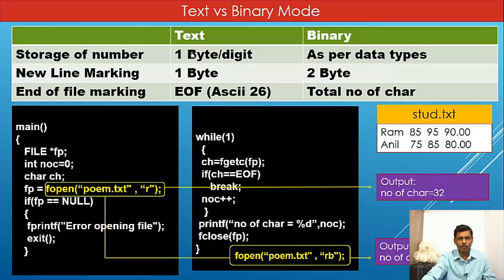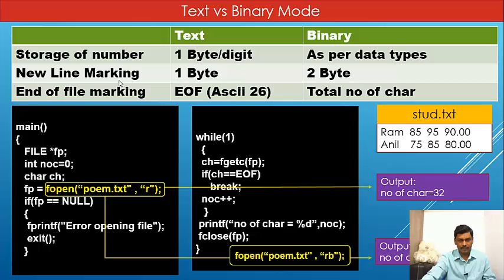For example, if you want to store 45000 in text mode, it will take 5 bytes because it requires a byte per digit. 45000 is totally 5 digits, so each digit requires 1 byte, and the total memory required is 5 bytes. If you open the file in binary mode, it will take only 2 bytes because it is an integer.